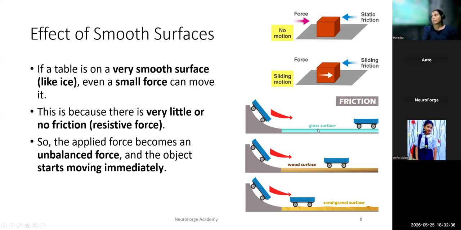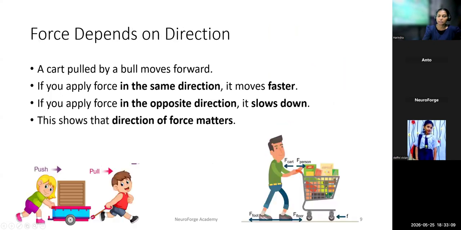You can see here there's a glass surface and a wood surface. On the glass surface, you can see this trolley travels more distance than on the sand gravel surface. It is rough. What about the wood surface? It's between the glass surface and the sand surface when we consider the frictional force applied on this trolley. Yes, these are the things.